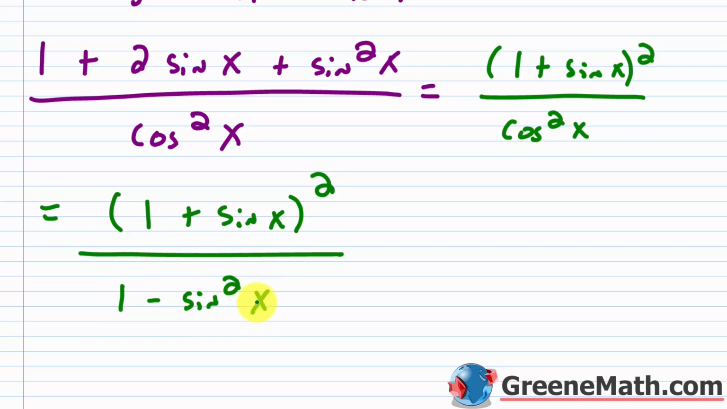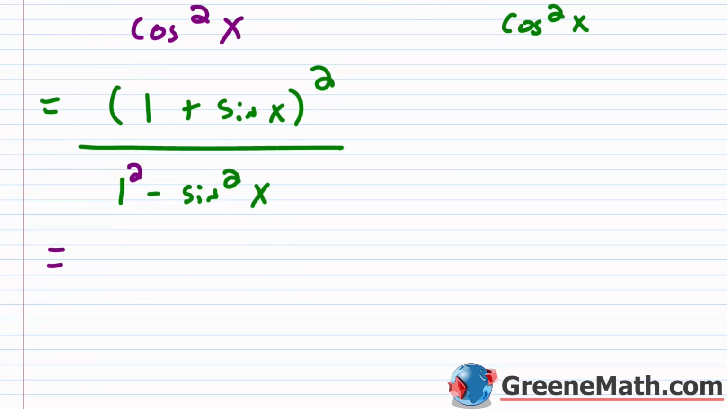So at this point, some of you are thinking that there's something weird going on. This doesn't match this, but it will in a second. This is the difference of squares, so you need another factoring pattern here. This is 1 squared, basically, minus sine squared x. So I'm going to rewrite this, and then it's going to be completely obvious what's going on, okay?